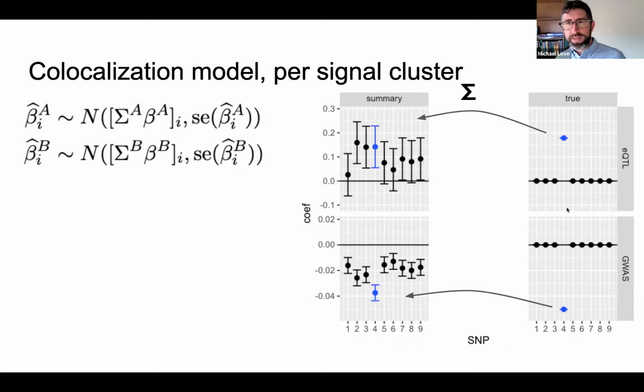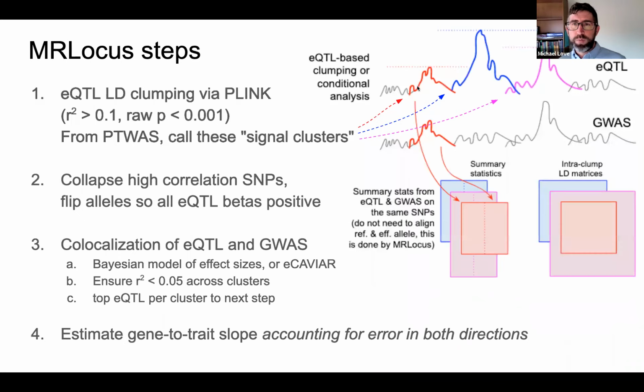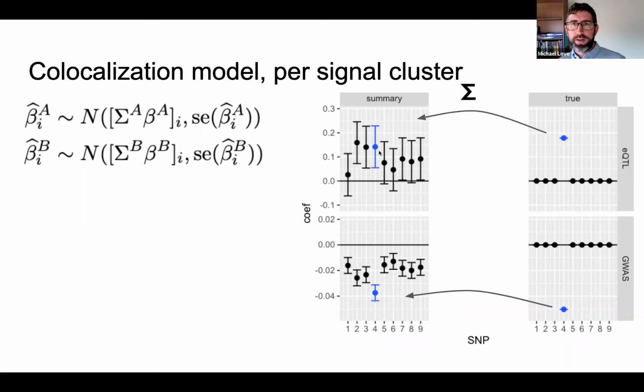So in this simulation, if we have a true variant here among these 9, this is just a small example to show a demo of how it works. Obviously the LD matrix induces these marginal associations of nearby SNPs in LD, both for QTL and GWAS.